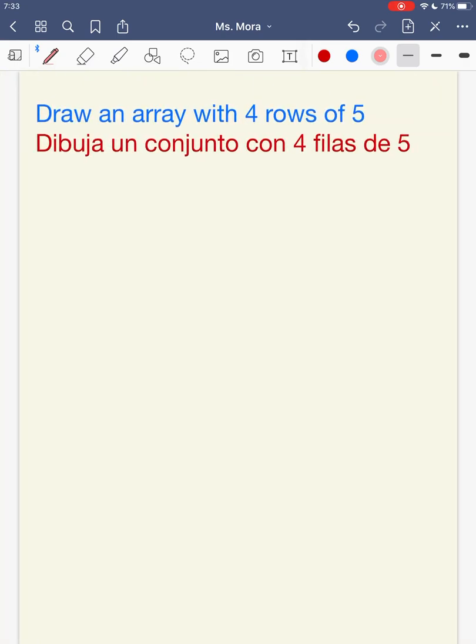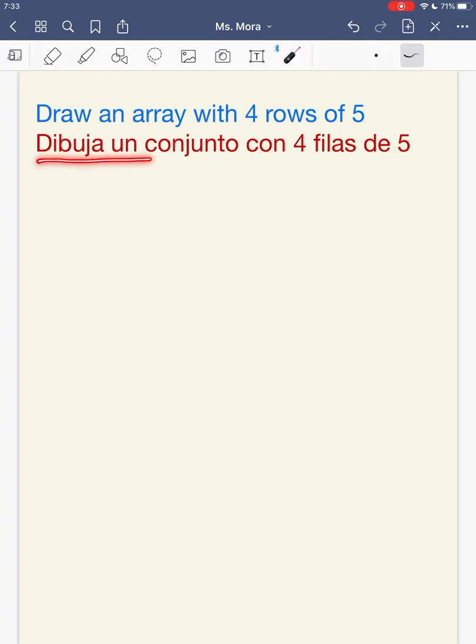So you guys can go ahead and try this one on your own now. You're going to draw it in your notebook or a whiteboard or a sheet of paper. And then come back to the video once you are done drawing it so you can see how I drew it. Okay? It says draw an array with 4 rows of 5. So pause the video and then come back once you're ready to check your work.